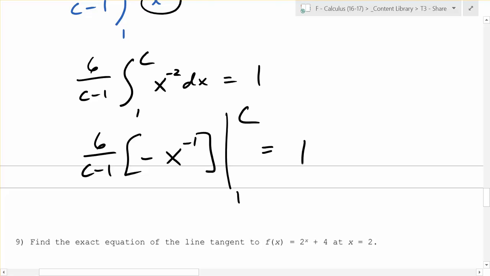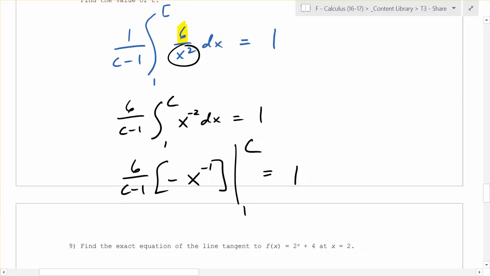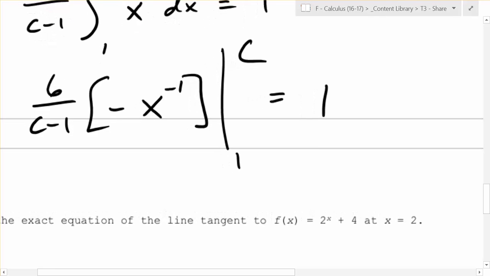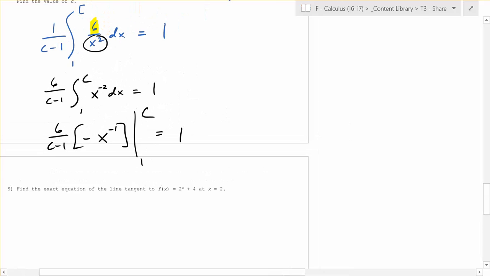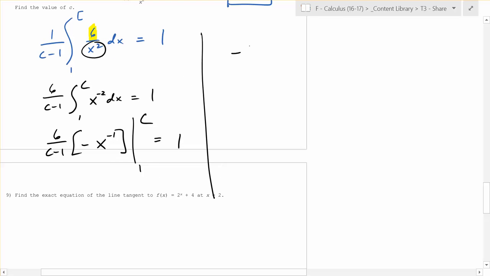1 to C, and what does that equal? It told you 1. The 1 is carrying down, everybody. See, it told us it's equal to 1. Before you plug those numbers in, what should I factor out of this? I highly recommend factoring the negatives out and putting them on the outside. So what does our statement now become? Negative 6 over C minus 1, x to the negative 1 from what to what?